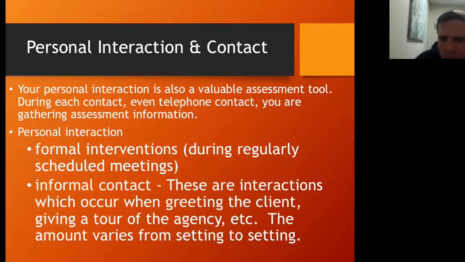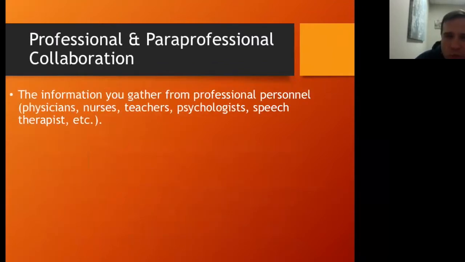But then we also have informal contact. This is like bumping into your client in the hall, or they bump into you at the grocery store, or you're giving a tour. Every setting is going to be a little bit different, but we don't want to stop looking at the clinical significance of bumping into someone in the hallway, or walking past them in public. Those informal contacts can a lot of times shape a lot of our work.